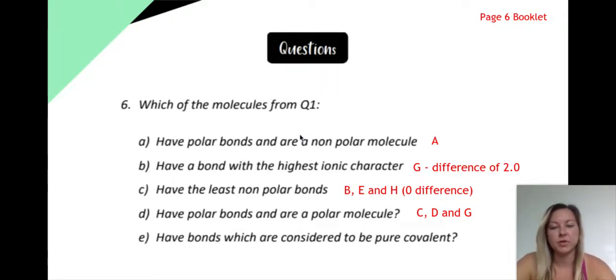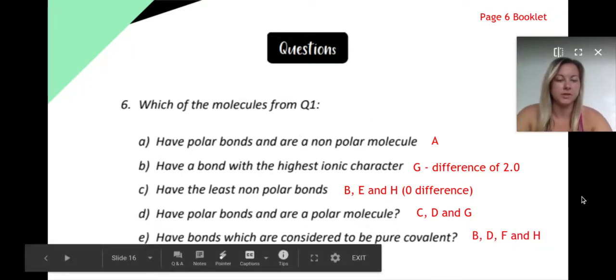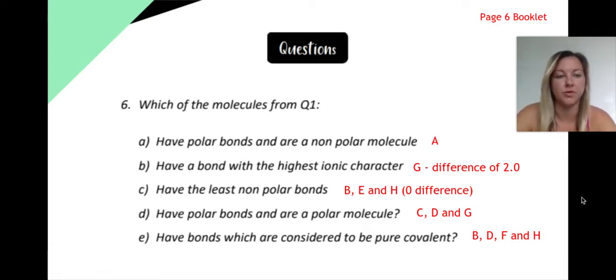E, which of the molecules have bonds which are considered to be pure covalent? So pure covalent, as we said before, is something that has a difference of between 0 and 0.4, and in this case we have B, D, F and H.